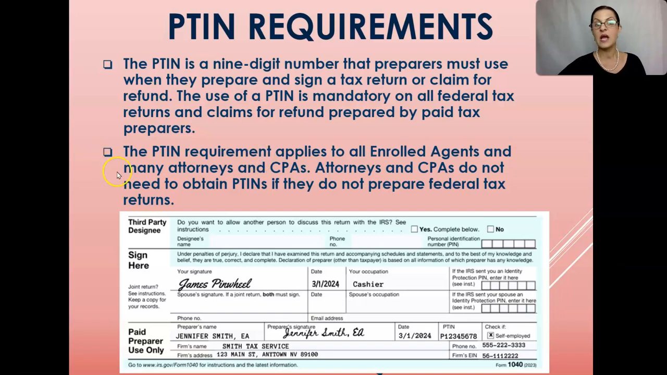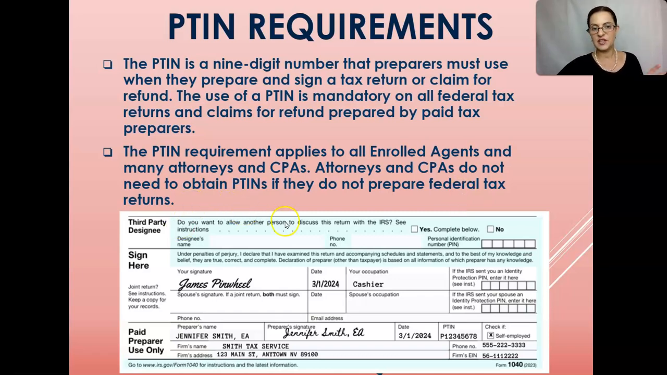paid tax preparer. Now, if you're just a volunteer or you're preparing tax returns for your family and friends and you're not charging them, then that's different. But if you prepare tax returns for compensation, then you have to have a PTIN. So the PTIN requirement applies to all enrolled agents. All enrolled agents have to have a PTIN.